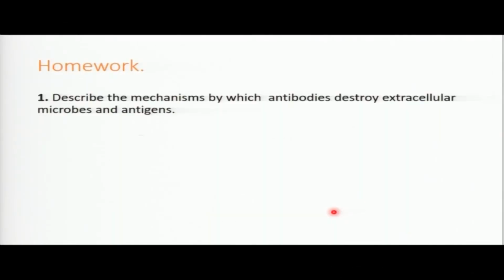So we do have now this homework. Describe the mechanism by which antibodies destroy extracellular microbes and antigens. So you explain the mechanism of how antibodies can destroy extracellular microbes and antigens.